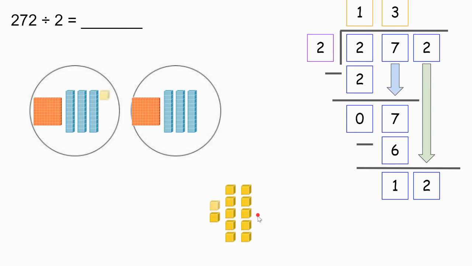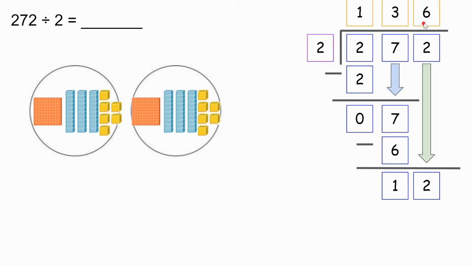Now let's evenly share the unit cubes between each group. So we're going to be giving each group 1 unit cube at a time until there's not enough unit cubes to share evenly. All right, so we've run out of unit cubes. We see that each group has 1, 2, 3, 4, 5, 6 unit cubes. We can represent that here at the top, 6 unit cubes.